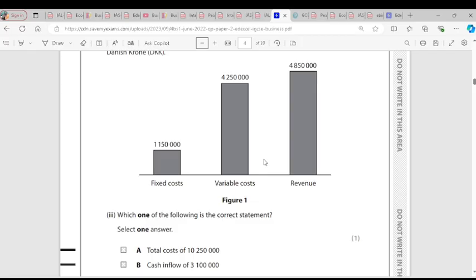The TR is 4.8 million. So TR minus TC is 4,850,000 minus 5,400,000. It gives you a negative figure of 550,000. So our loss is 550,000, which is C. So that is it here. So the answer is C.